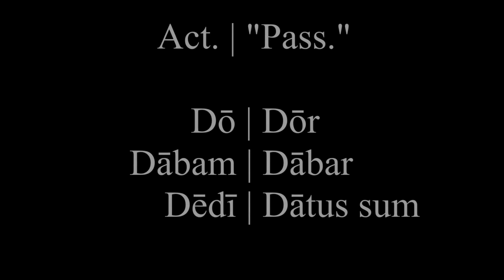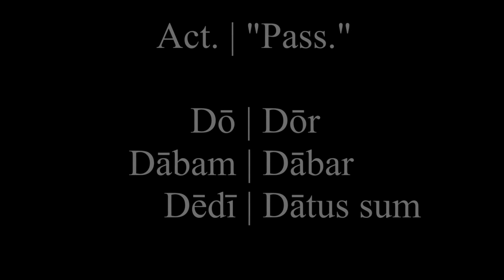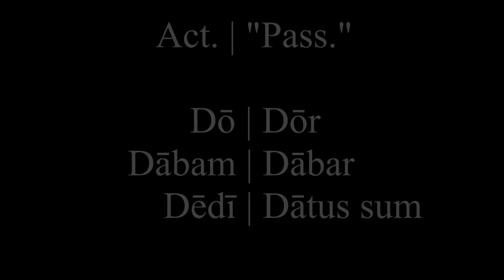Dor, dabar, datus sum. Now, we are going to look at datus sum right now because it's actually pretty important to go over datus sum. Do not translate datus sum as I am given. Be very careful not to mess that up because you see that sum there. I am given is basically a present tense in English, and it lines up to the Latin imperfectum. But we're not looking at the imperfectum right now, are we?